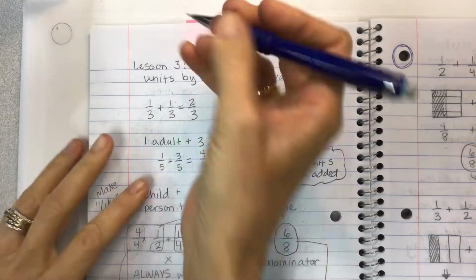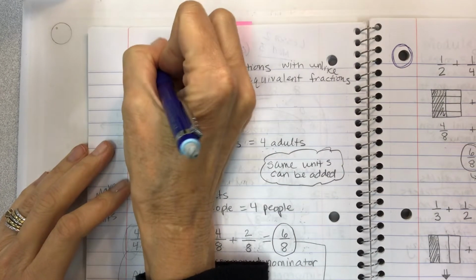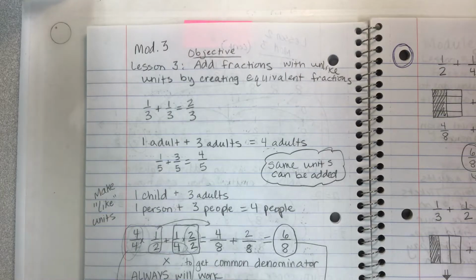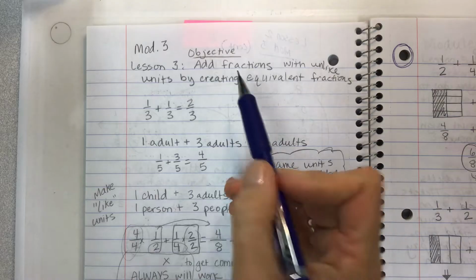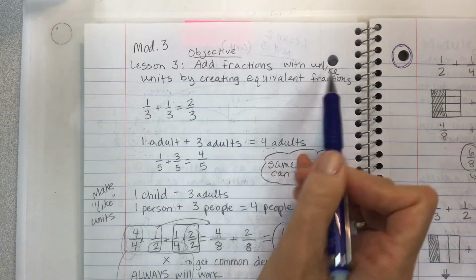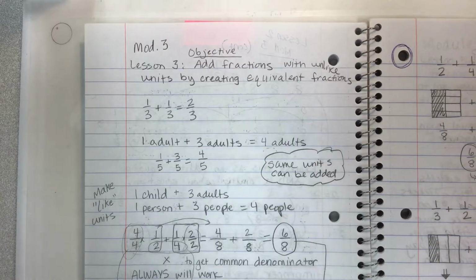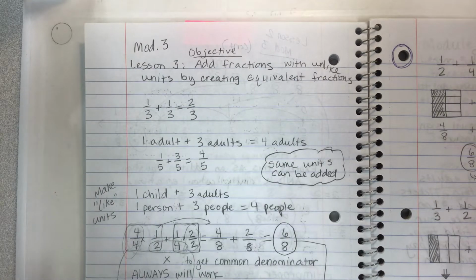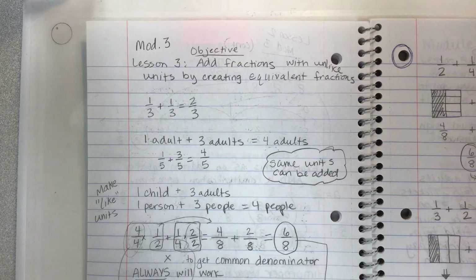This is Module 3, Lesson 3. And our objective here is to add fractions with unlike units by creating equivalent fractions. So we're going to make like units. It's really not hard, but it's kind of involved. So I'm going to show you some great notes that you can use to help you understand this concept.